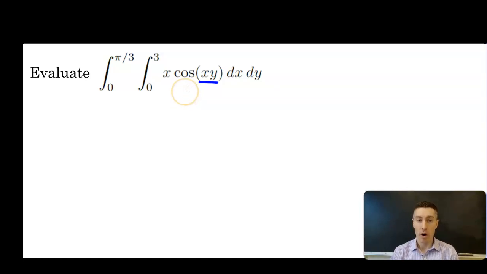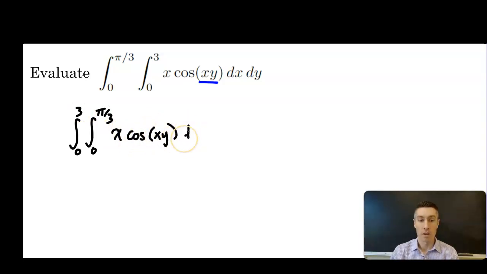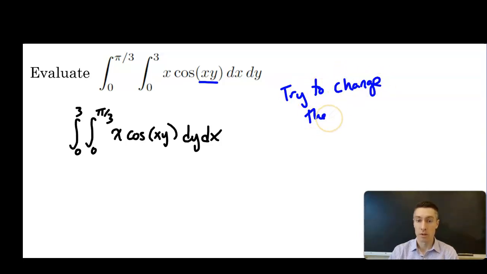So let's pause for a second and change the order and see if that can potentially give us an easier double integral to evaluate. So if we check, we're going to take the double integral now from 0 to pi over 3, 0 to 3 of x cosine of xy dy dx. So not only are we changing the order, we need to change the bounds here. Okay, so we're going to try to change the order.